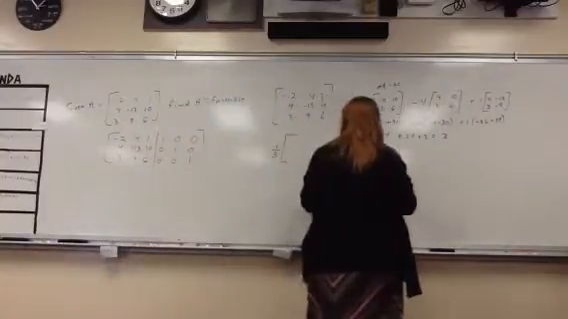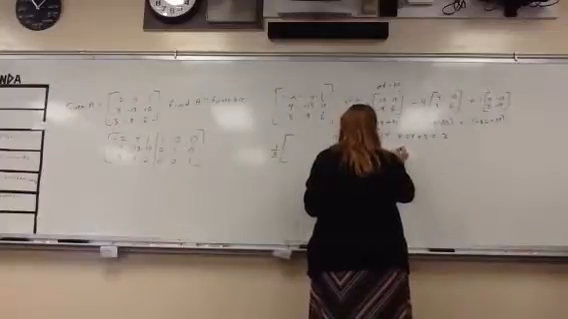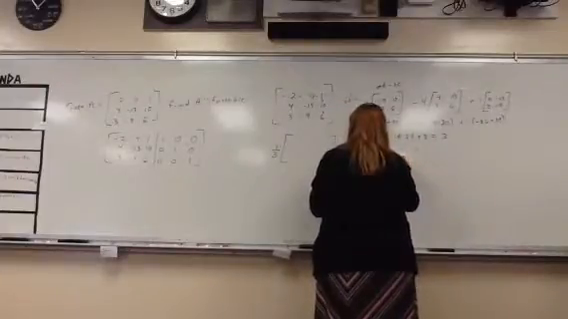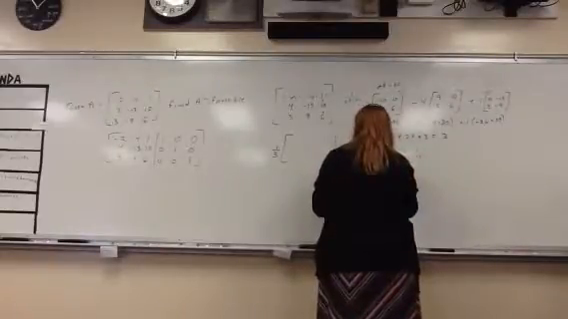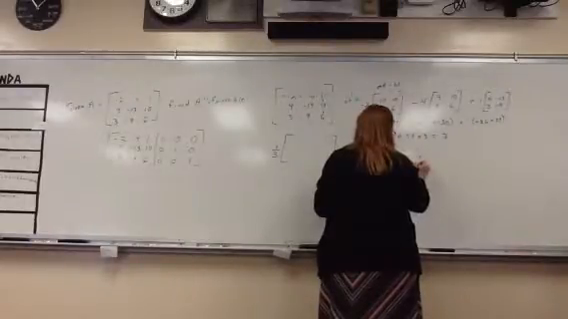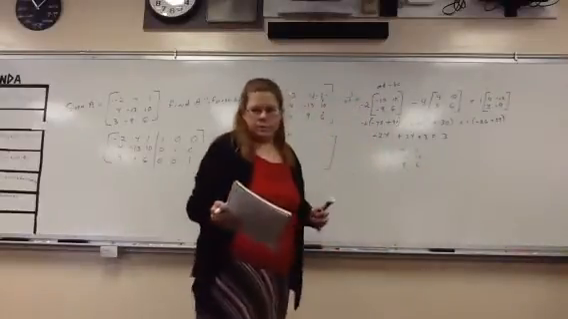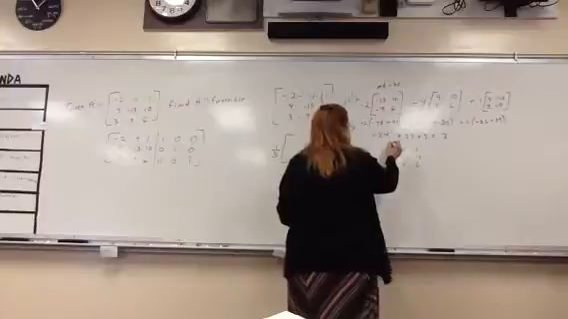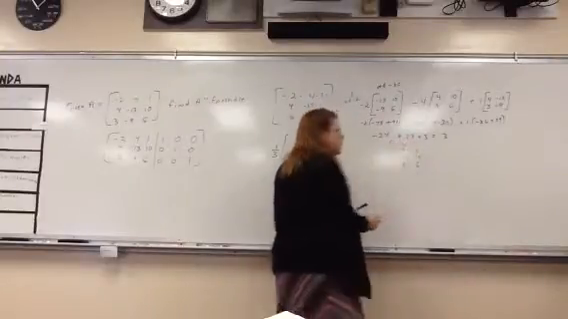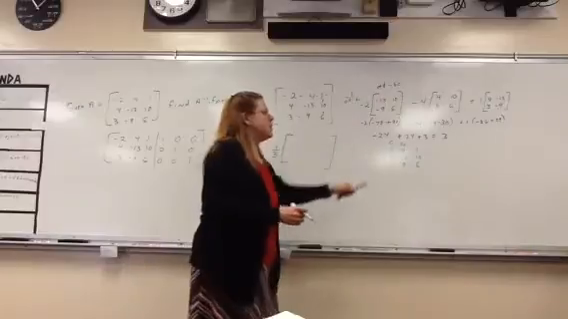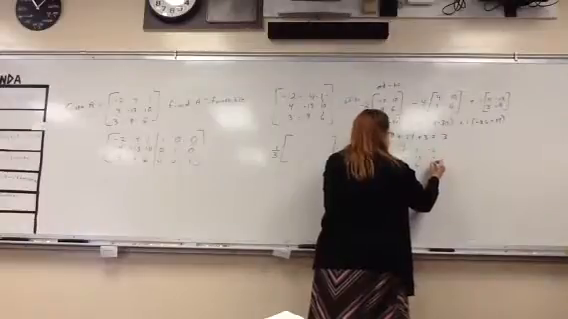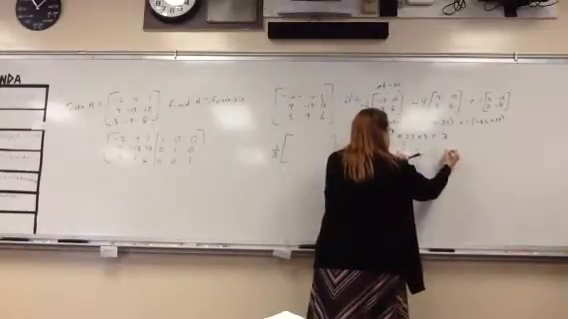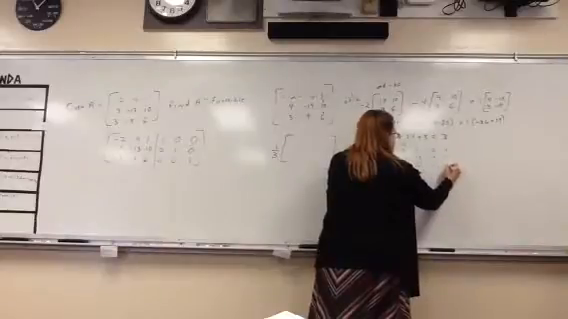Okay. So, here's the thing. -2, 4, 1, 4, -13, 10, 3, -9, 6. This is column 1 and column 2, right? We're going to repeat those right over here. So I'm going to rewrite column 1, -2, 4, 3, and I'm going to rewrite column 2, 4, -13, -9.